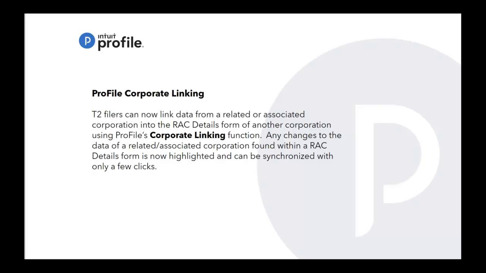Let me give you a brief description of what Profile corporate linking is. It enables the T2 filer to link the data from a related or associated corporation through the RAC Details Form, or another corporation, using Profile's corporate linking feature. Any changes to the data of a related or associated corporation found within that RAC Details will be highlighted, and you can synchronize those changes into the RAC Details.